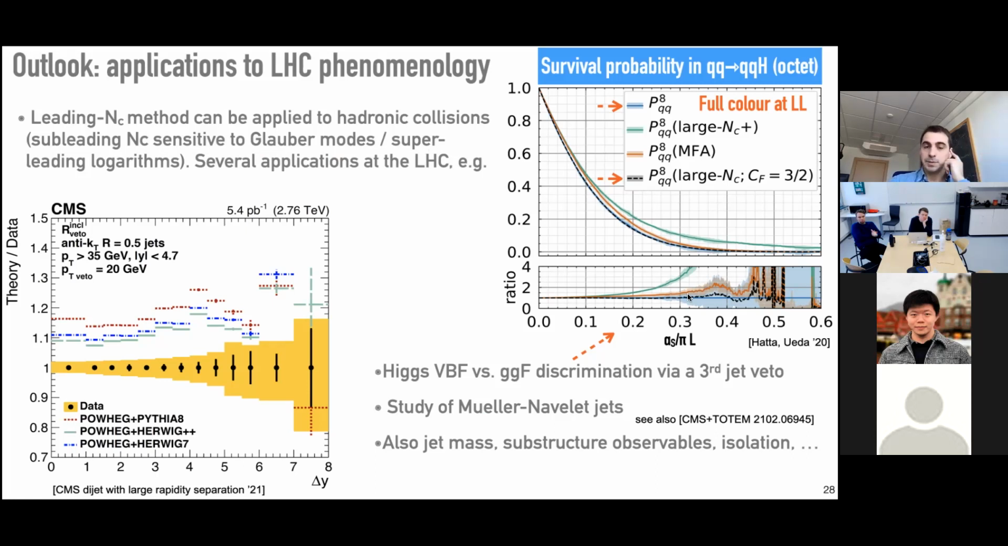Other applications are, of course, the study of jets, so jet mass or substructure observables, as well as, for instance, the study of jet configurations with jets with large rapidity separation with a veto in between that are used to look for the FKL effects at the LHC. But given the currently poor description of Monte Carlos and theoretical calculations, it's very difficult to assess whether the discrepancy with data is actually a sign and evidence of the FKL effects or just due to a mistreatment of the QCD prediction.